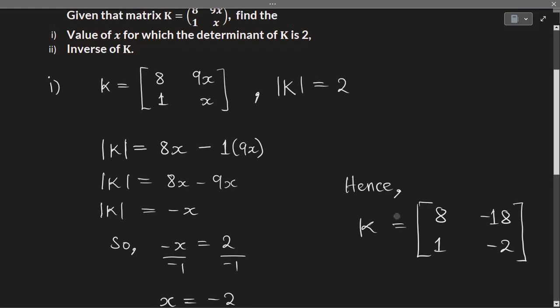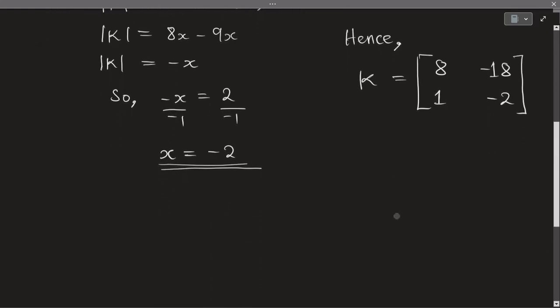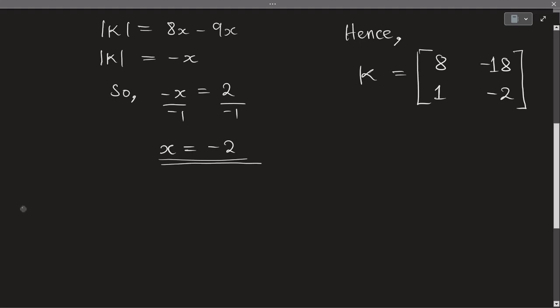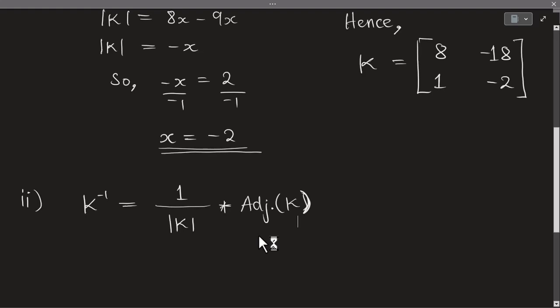Next, we're asked to find the inverse of K. Since we have our matrix K already, the inverse shouldn't be difficult. We'll just write the definition of the inverse. So the inverse of a matrix K should be equal to the determinant of that matrix, which have already been given, multiplied by the adjoint. We already have the determinant. What is only left is finding the adjoint. So we'll do that first.